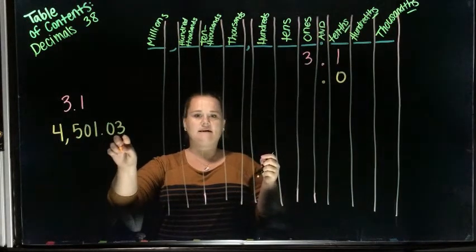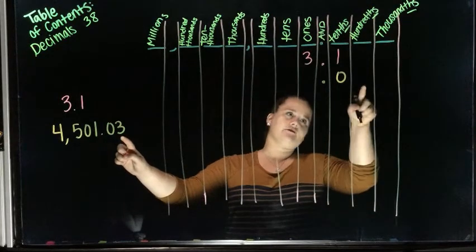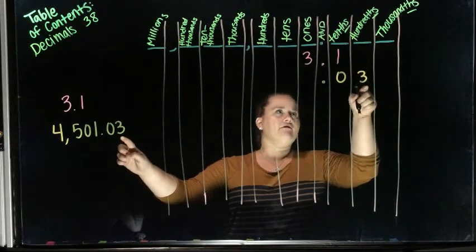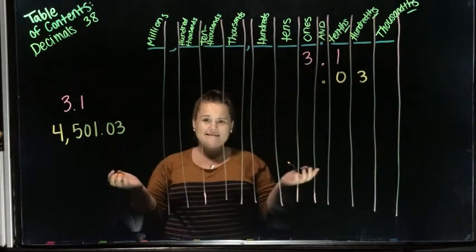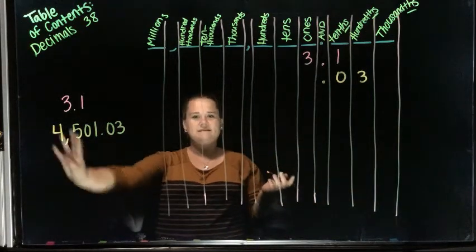Okay. Then I go next door and I see a 3. So I go next door here and I put a 3. I have a 3 in my hundredths column. Okay. Am I done? No, I still have all of this to put in my chart.